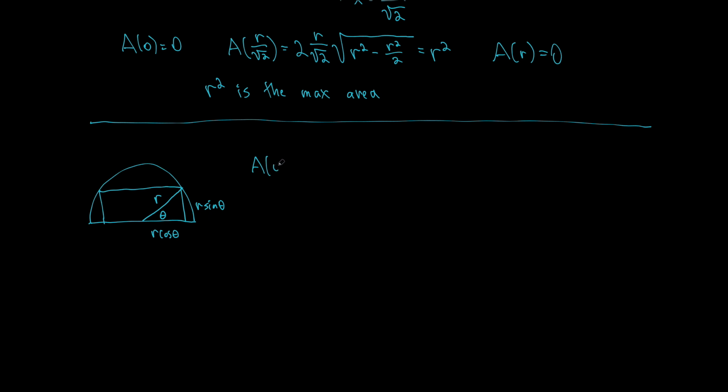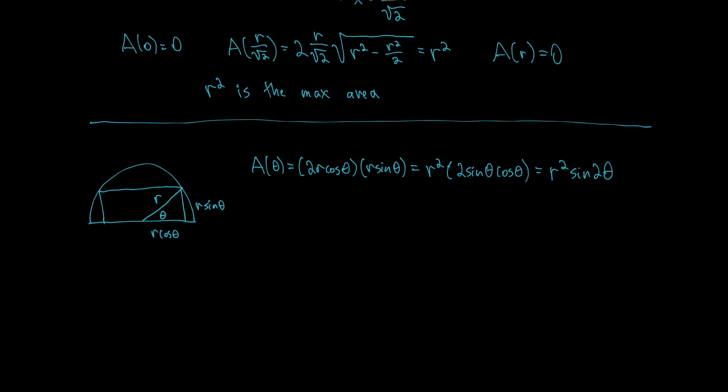So then we could have a function of theta. A of theta, the area, would be, for the rectangle, this entire length, which is 2r cosine theta, times the height, r sine theta. We multiply through, we get r squared times 2 sine theta cosine theta, which we can rewrite because 2 sine theta cosine theta is sine of 2 theta. So that's r squared sine 2 theta.